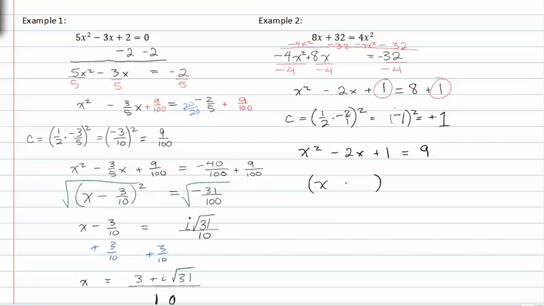Factoring that, we get x minus 1 squared is equal to 9. Taking the square root of both sides, we get x minus 1 is equal to plus or minus 3. So x is equal to 1 plus or minus 3, or in its most simple terms, 1 plus 3 is 4. 1 minus 3 is negative 2.